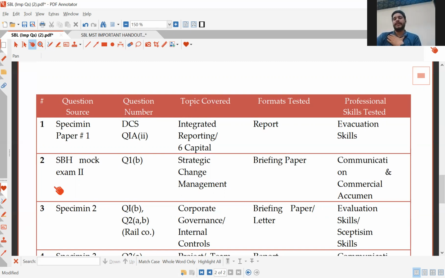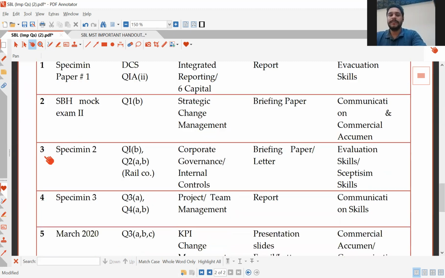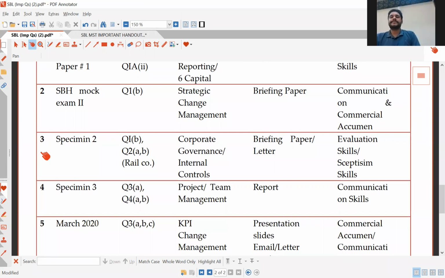Question number 1B. The third point is that if you want to revise the evaluation skills along with skepticism, and you would want to go through the briefing paper in letter format, and you do not know what corporate governance or internal control is, or you want some additional viewpoint on this topic, you can revise question number 1B and questions 2A and B of the rail company.